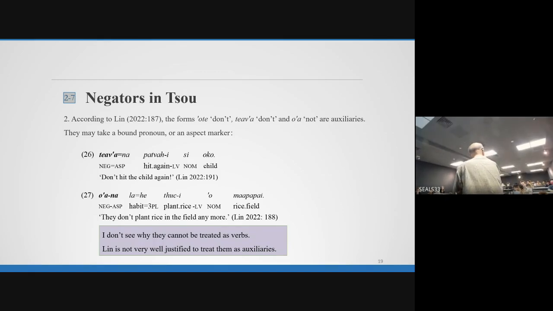Very often, the main verb and auxiliary can take aspect markers, and can attract bound pronouns and so forth. So the main job is to distinguish main verbs and auxiliaries. And many of these negators have this kind of problem in most Formosan languages that I have worked with.